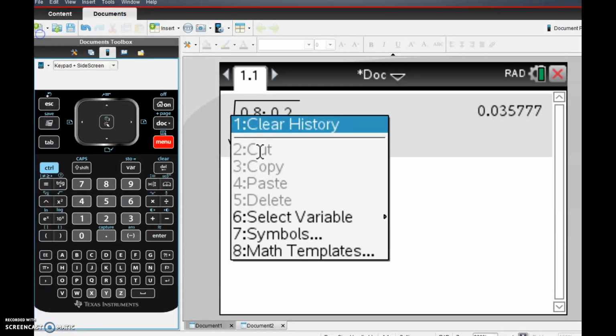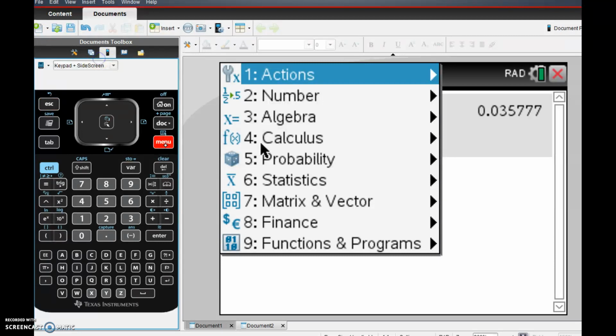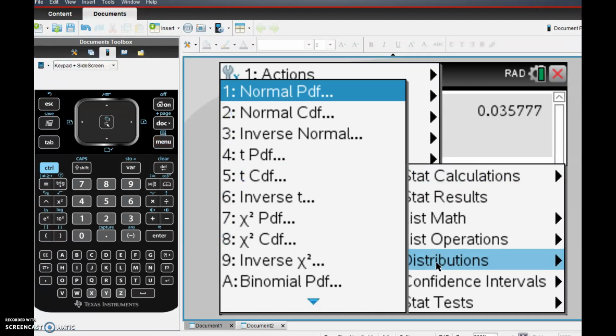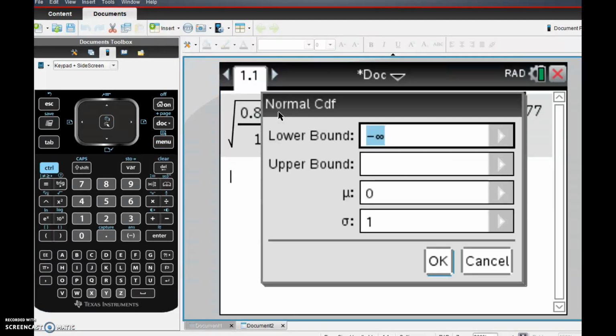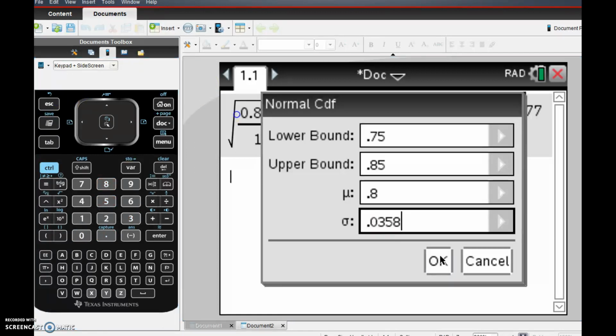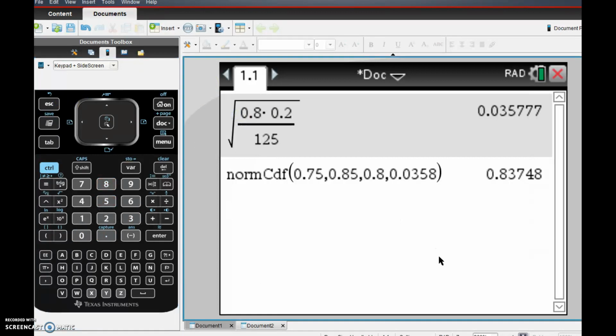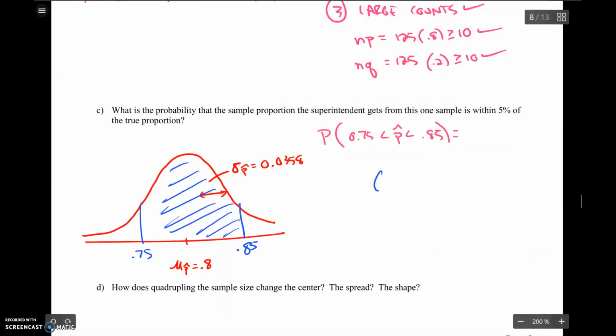Menu, statistics, distributions, normal CDF, lower bound, upper bound, average, standard deviation. 83.7%. So there's an 84% chance that she's going to be within 5 percentage points of the mean.